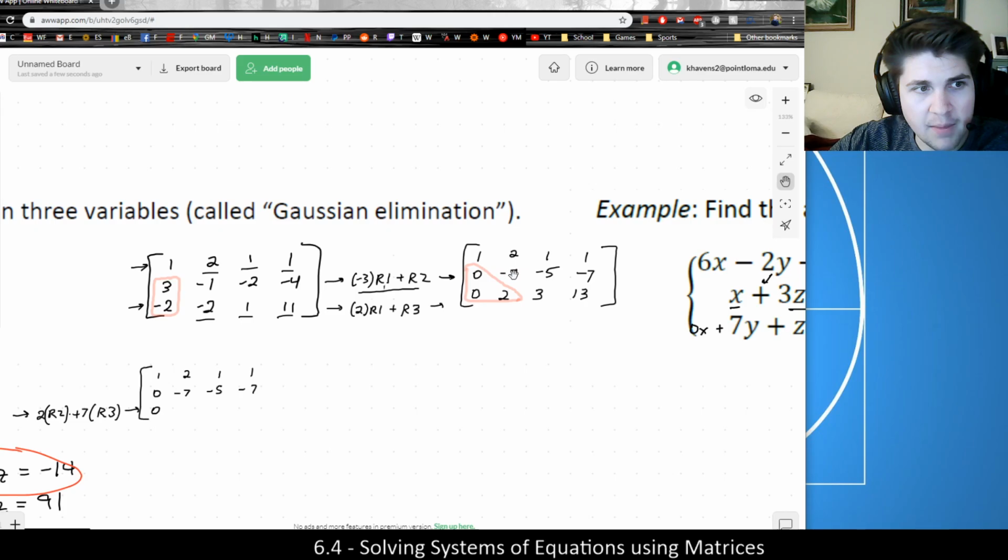Then in the next row, I'm going to take 2 times row 2 plus 7 times row 3, which is negative 14 plus 14, which is going to be 0. Then I'm going to take 2 times row 2, negative 10, plus 7 times row 3, negative 10, plus 21 is 11. And then I'm going to take negative 7 times 2, which is negative 14, and add that to 7 times 13, which is 85. Sorry, 7 times 13 was 91. We did that math a second ago. 91 minus 14 is 77.